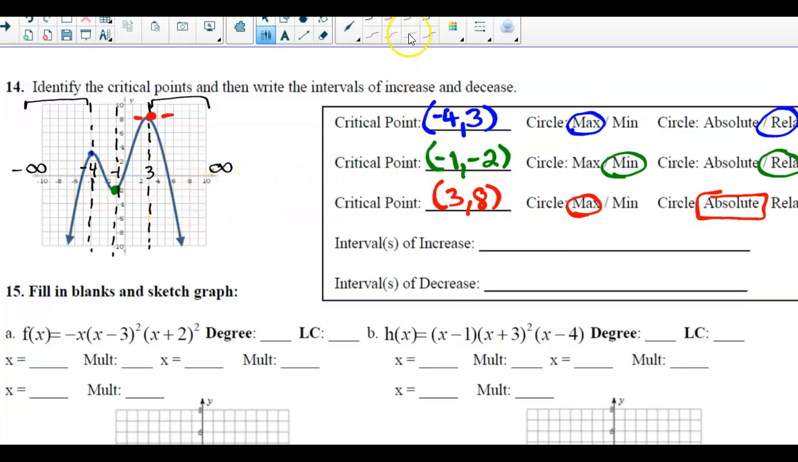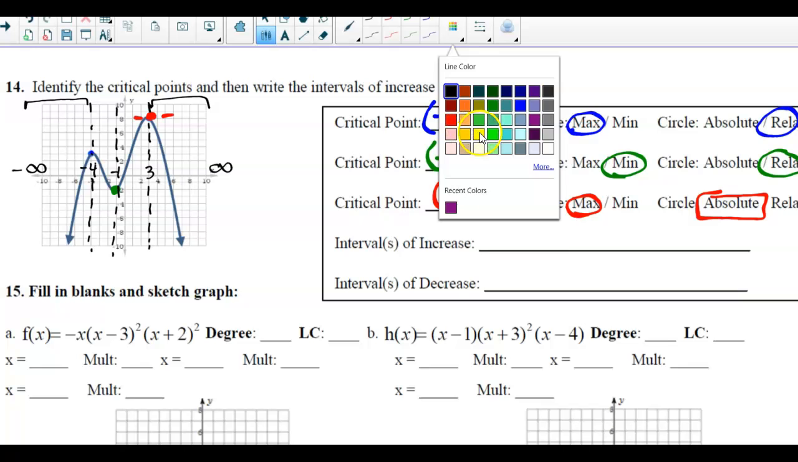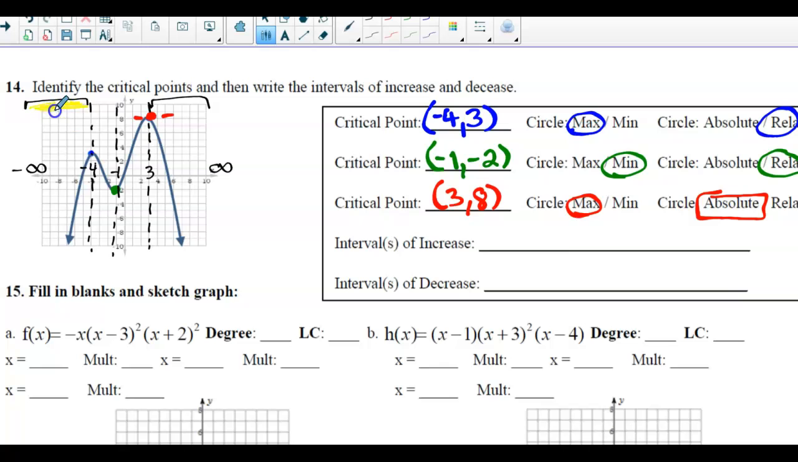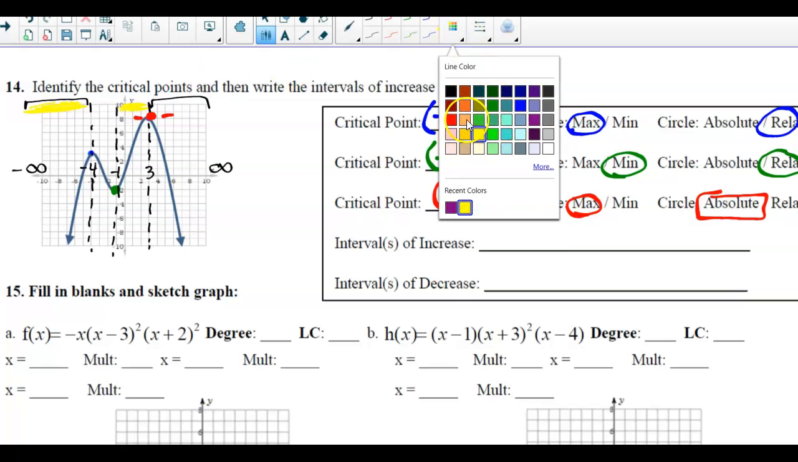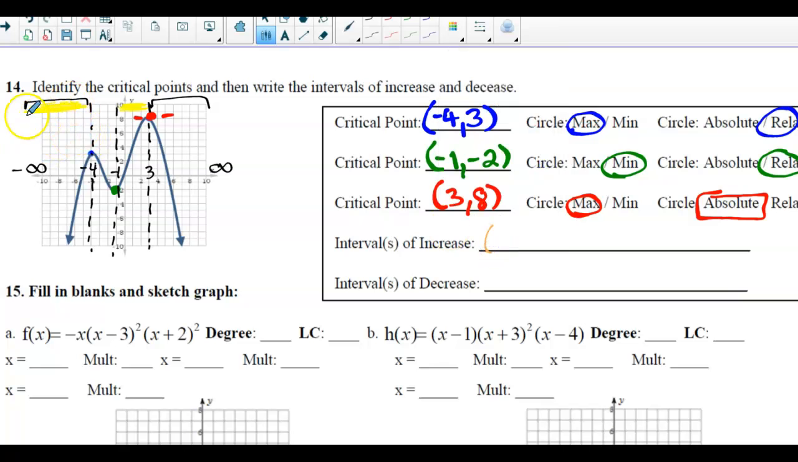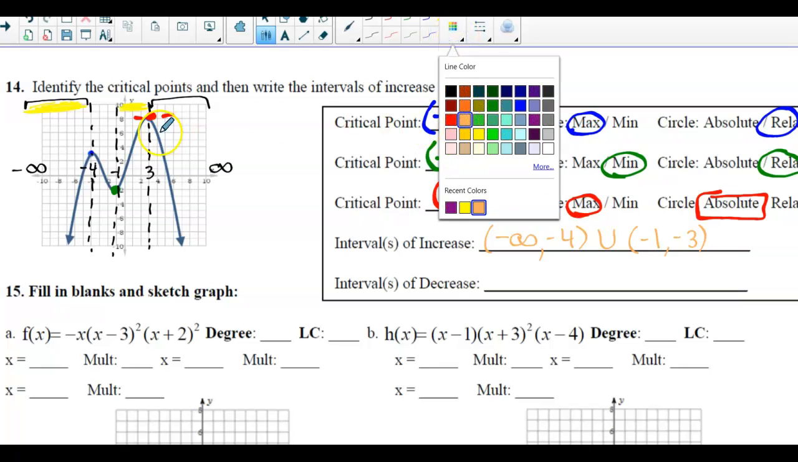Now let's identify where it's increasing and where it's decreasing. It's going up on this interval, then it's decreasing here, increasing here. Let's write those. It's increasing from negative infinity to negative 4, and also from negative 1 to 3. Remember, we use that U symbol when there need to be 2 intervals or more in the answer. So it's increasing on those intervals.